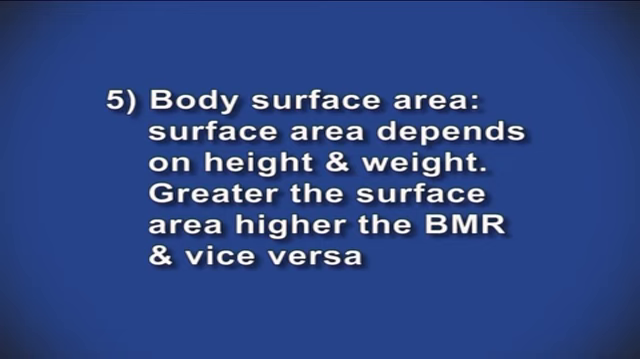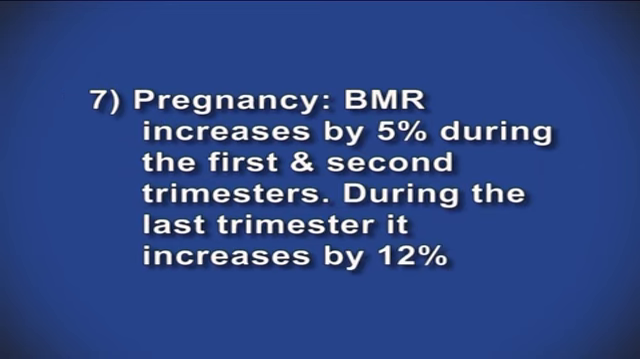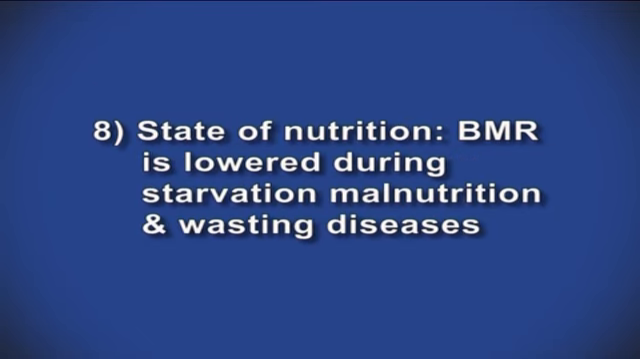Body surface area. Surface area depends on height and weight. Greater the surface area, higher the BMR and vice versa. Hormones. Some of the endocrine hormones like thyroid, catecholamine, adrenaline, growth hormone, all of this increases BMR. Pregnancy. BMR increases by 5% during the first and second trimesters. During the last trimester, it is increased by 12%. State of nutrition. BMR is lowered during starvation, malnutrition and wasting diseases.